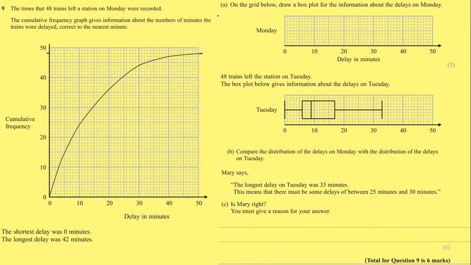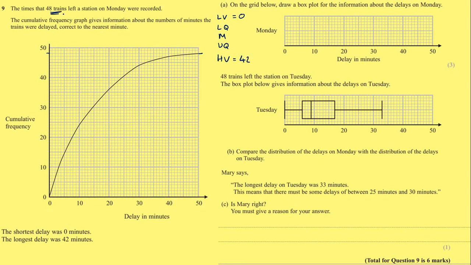Now, to draw a box plot, you need a lowest value, a lower quartile, a median, an upper quartile, and a highest value. Now, the lowest value was equal to 0. That's given. The lowest delay was 0. The longest delay was 42.